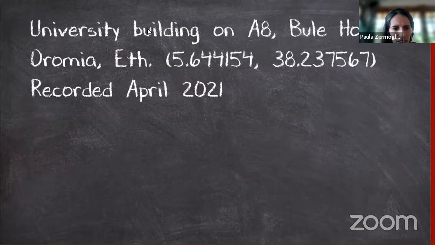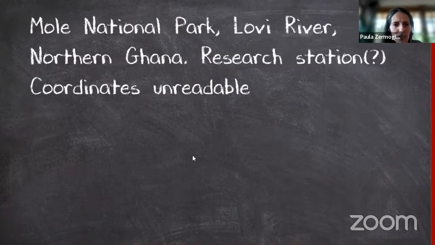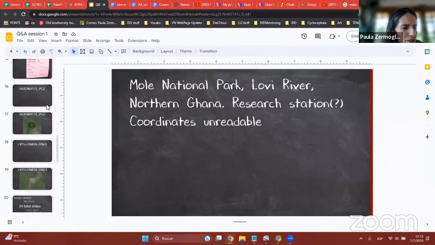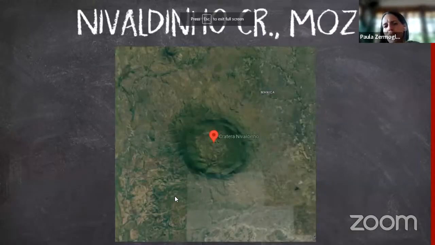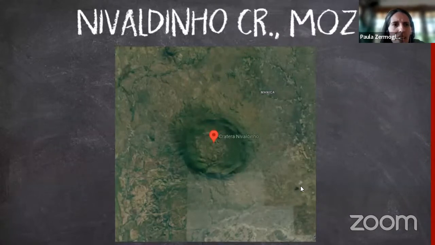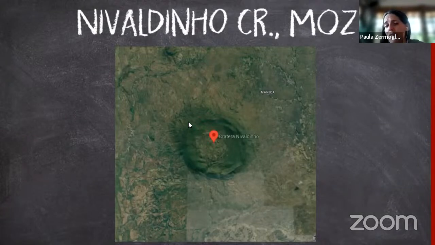So Nestor is asking, in exercise 2, module 1, I have some difficulties to answer the question about entity extent, and we need clarification. Well, about entity extents, let me go back here to some things that we have not seen today. There were some other examples that we didn't get time to use. This is another example. It's not from the exercise itself, but it will serve to show. Here we have a volcano crater. There is a Nivaldinho crater in Mozambique.